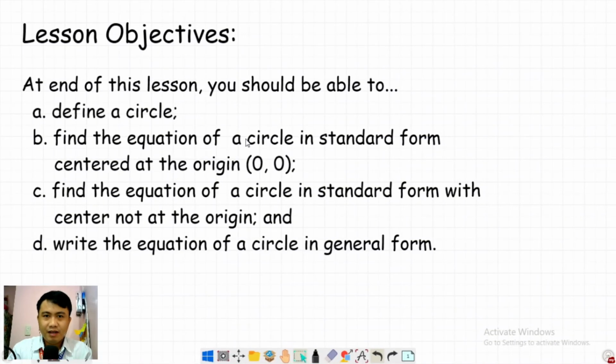Okay, so ito yung mga lesson objectives natin. At the end of this lesson, you should be able to: A. Define a circle. B. Find the equation of a circle in a standard form centered at the origin (0, 0). C. Find the equation of a circle in a standard form with center not at the origin. And lastly, D. Write the equation of a circle in general form. Yan yung mga lesson objectives po natin.